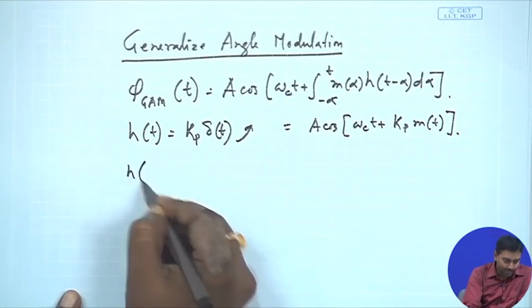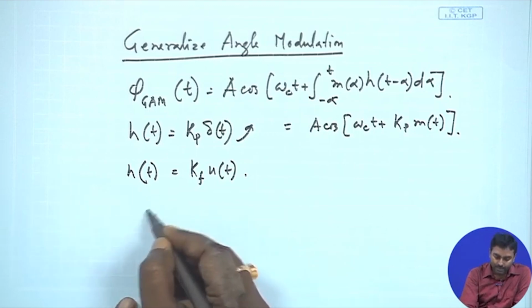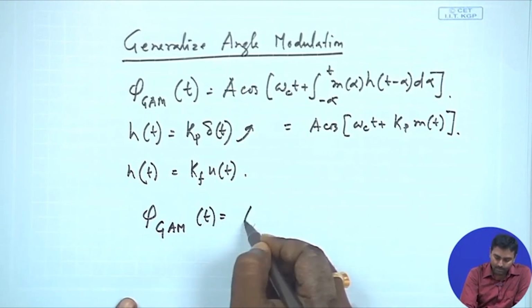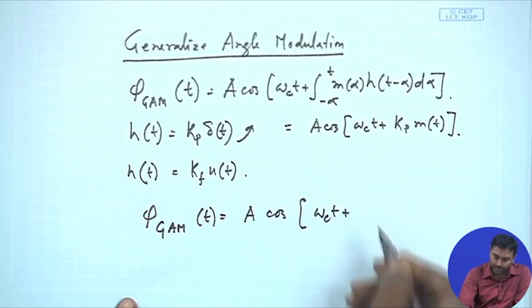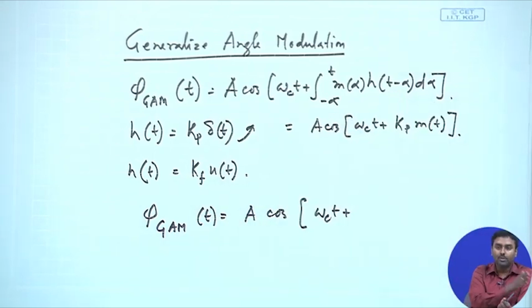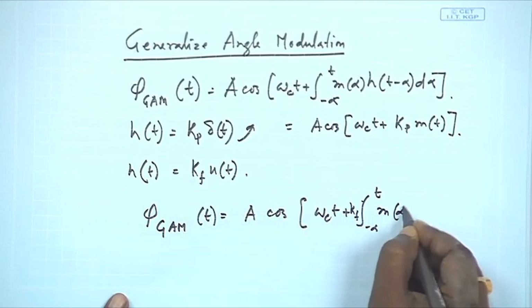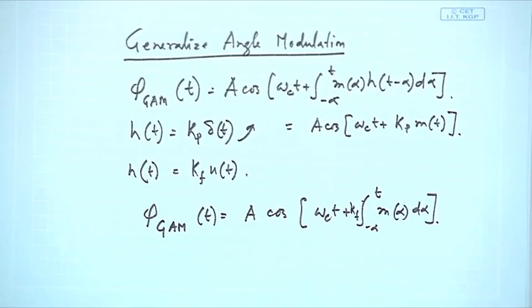If instead I put h t equal to K f u t, let us see what will happen. Then this generalized angle modulation phi t will have a form which is omega c t plus, now I multiply with u t minus alpha. That means it just remains as m alpha, because from t equals alpha to infinity this will be 1. So wherever I take that, m alpha will be there, and the rest will vanish. If I do this integration, it looks like minus infinity to t, K f m alpha d alpha. Can you again identify this form? This is actually the FM form.